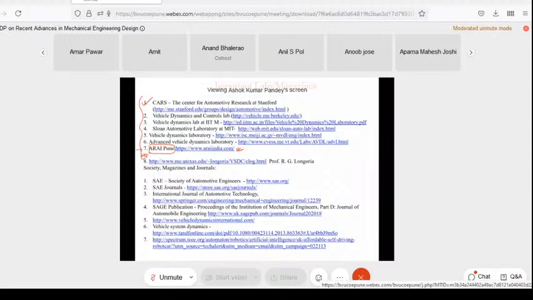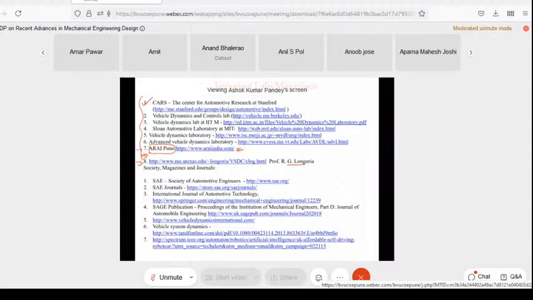And second, like Professor Longoria, who is from the University of Texas. I have personally also followed some of his notes on vehicle dynamics, and it was very, very great. So some of the examples that I'll be discussing are also taken from his notes. Now, these are the labs, but what are the magazines and journals that we generally refer to in vehicle dynamics?